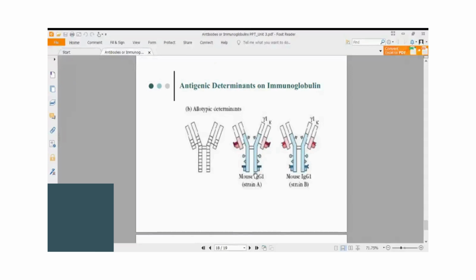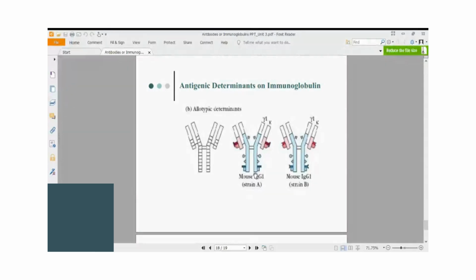When immunoglobulin from a particular person is going to be given passively to another person, it is better to see whether there are any differences in the allotypic determinants between the two individuals, that is the donor as well as the recipient, to avoid the precipitin complication reaction.